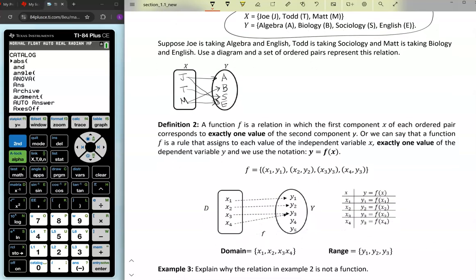Okay, so we're going to stop here on this video. We're going to pick up on the next video when we talk about a special type of relation known as a function.